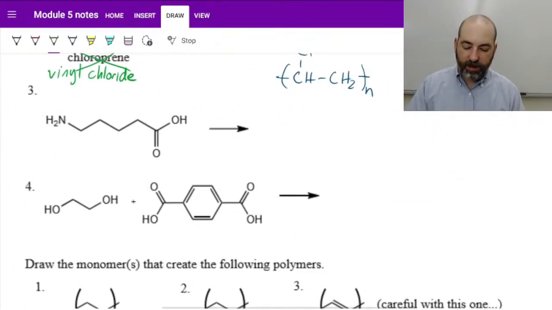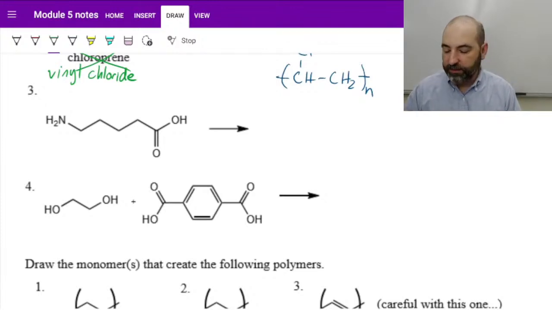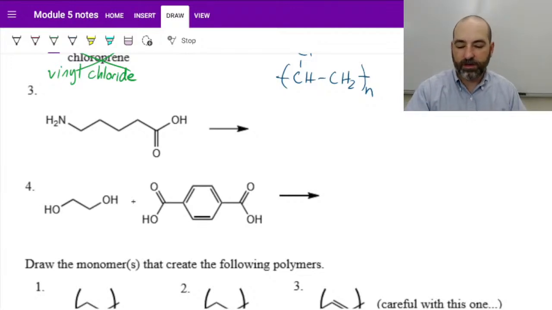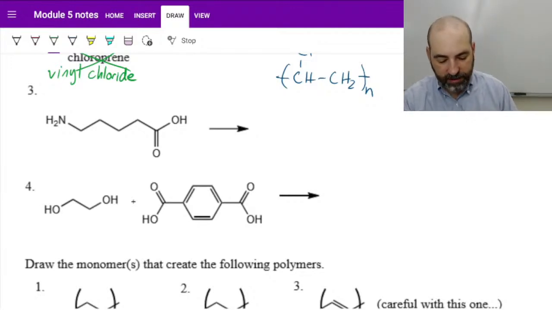Let's take a look then here at a condensation polymer. So this one's a little bit different from the examples above or the ones that we did in class in that it's just one molecule. But don't let that throw you off. We're still going to do the same thing. You just have to put that molecule next to itself and do the dehydration process or condensation process.